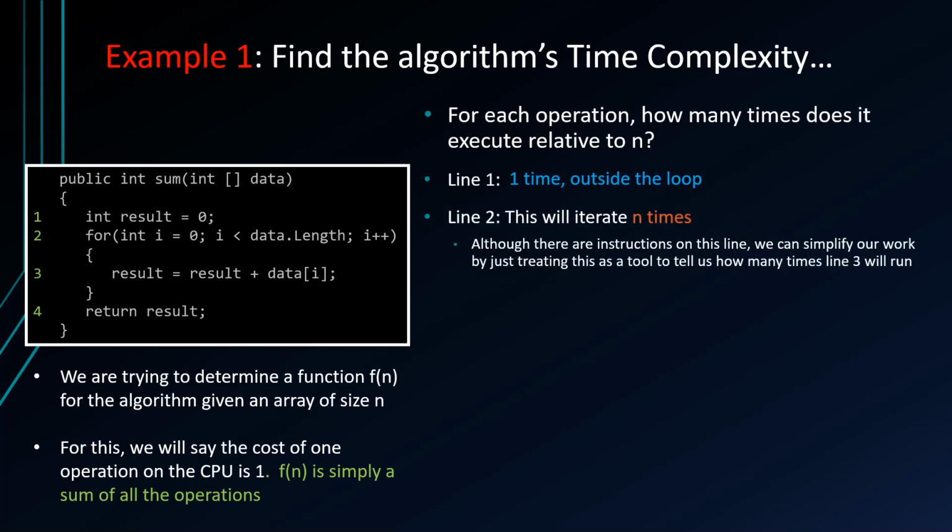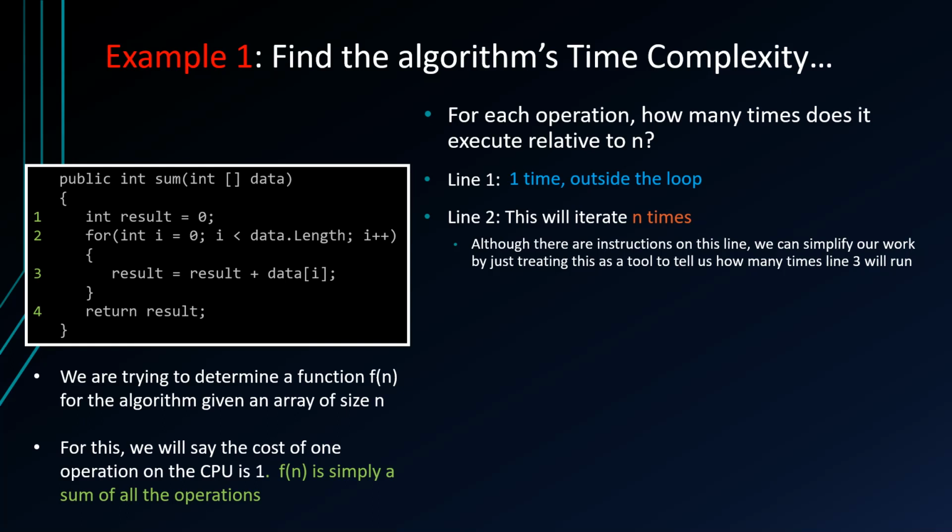Now, this is a little interesting. This one will iterate n times. We see it starts at 0 and goes all the way up to, but not including, the length. So that's the entire size of the array, and the array is of size n, being our arbitrary number here. So what that means is that the loop is going to iterate n times.